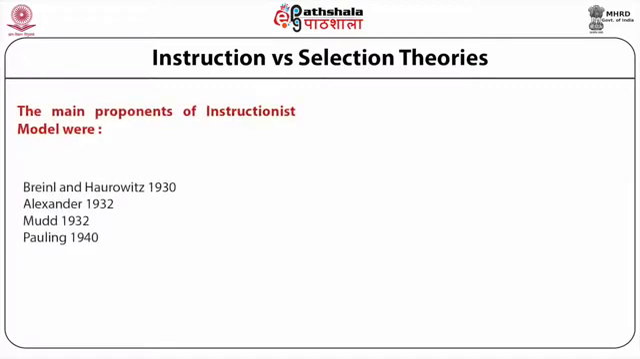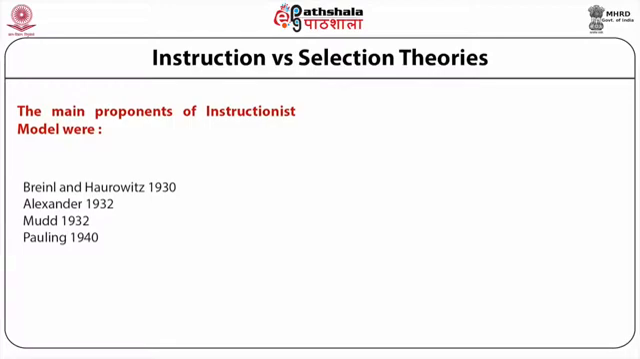The main proponents of these instructionist models were Breinl and Haurowitz around 1930, Alexander in 1932, Mudd around 1932, and last but not least, Linus Pauling himself around 1940. In fact, Pauling, joining this way of thinking almost towards the end, gave fresh impetus to these instructionist model ideas.